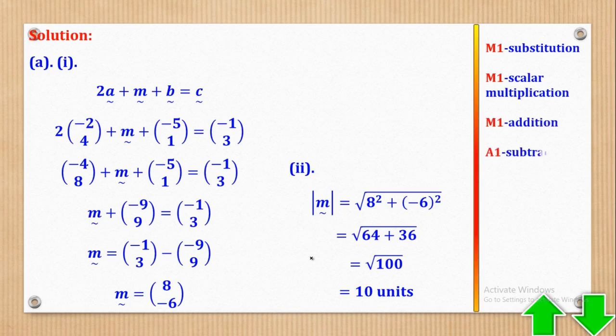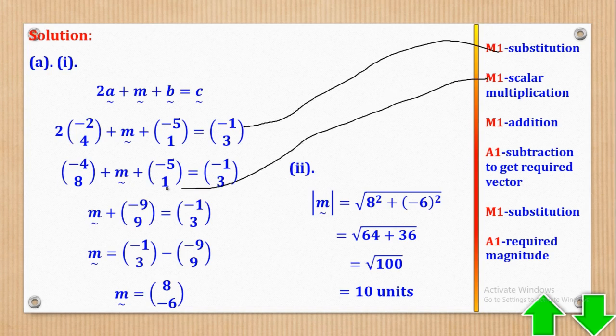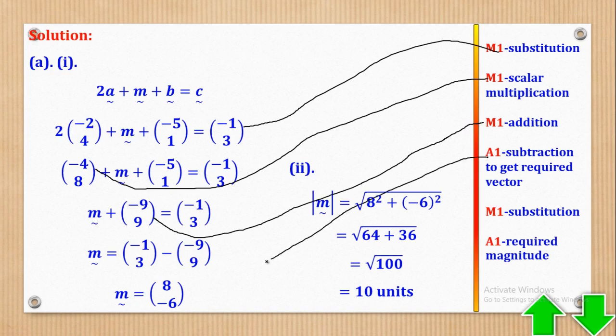Now let's see how much can be awarded before we go to the next slide. So this M1 for substitution and this one for scalar multiplication to get this value, and this one is for addition to get that value, and this one is for subtraction to get the required vector. M1 for substitution, A1 for the required magnitude.